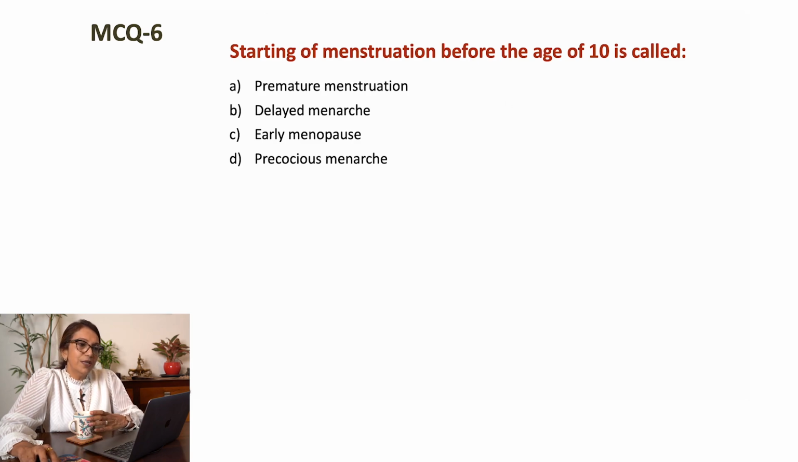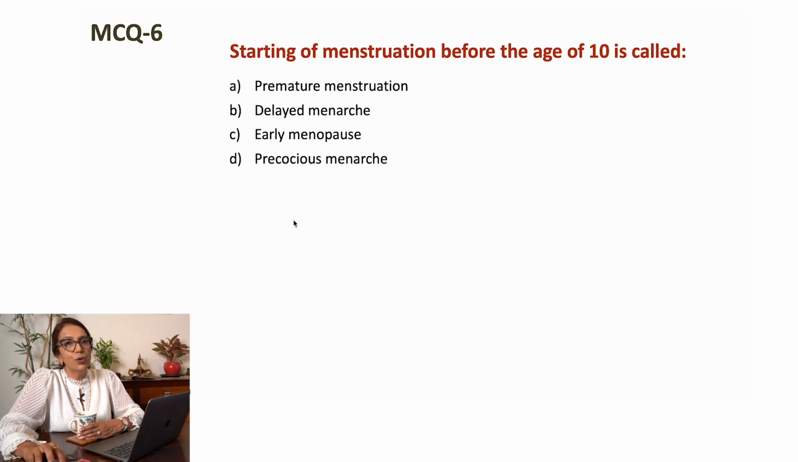Starting of menstruation before the age of 10. Now, any menstruation that starts before the age of 10 has got to be abnormal, right? We normally know that women will hit menarche around 11, 12 years of age, a little later than that. So, premature menstruation may be B, delayed menarche. No, this is premature menarche. It's not delayed. So, B is not the option. C, early menopause. Again, no, we are talking about starting of menstruation, not ending of menstruation. And D, precocious menarche.